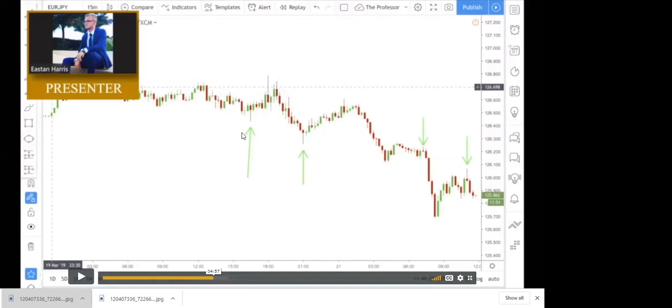Remember when we talked about drawing your structure lines last week, and I was telling you how important it was that when you draw those boxes to determine if you break structure or not, you wanted to include those wicks. This is why. Even though the body of that candle is not up there, that's how price went, which means it's a possibility that price can go back there.